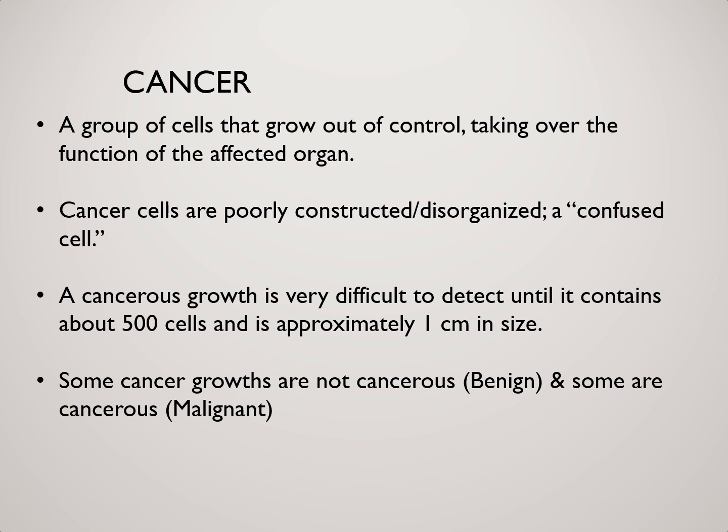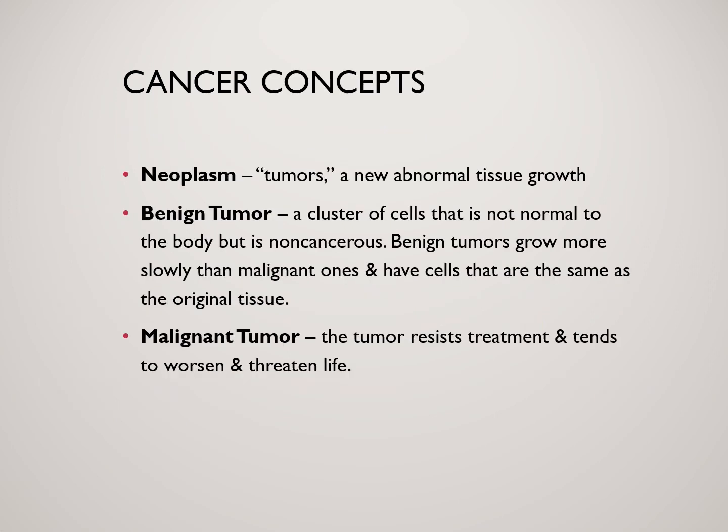A cancerous growth is very difficult to detect until it contains about 500 cells and is approximately 1 centimeter in size. Some growths are not cancerous; we call those benign. Some others are cancerous; those are malignant, and we will discuss each of those in detail in this slideshow. A neoplasm is a term referring to tumors, a new abnormal tissue growth.